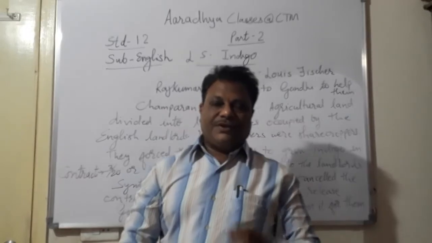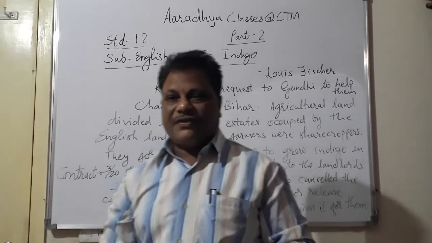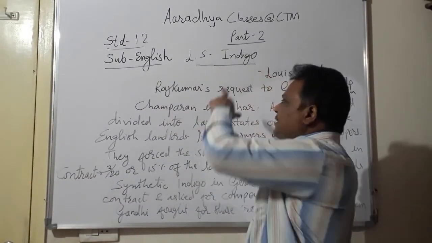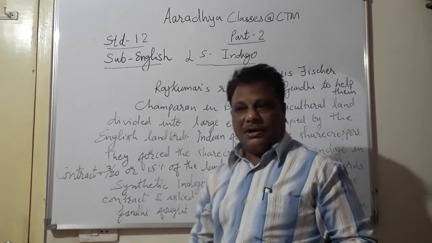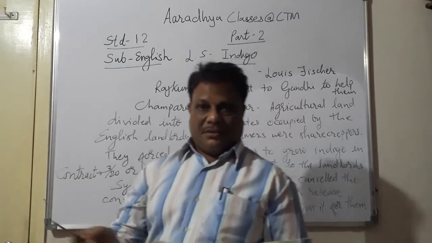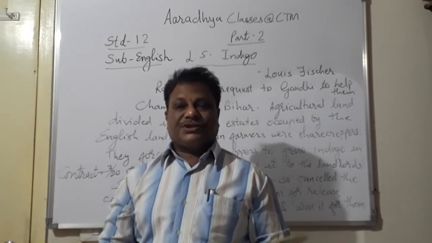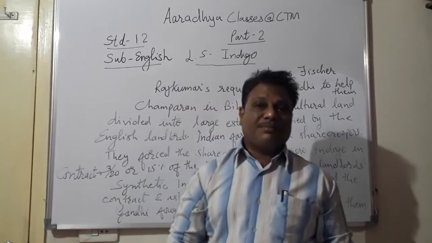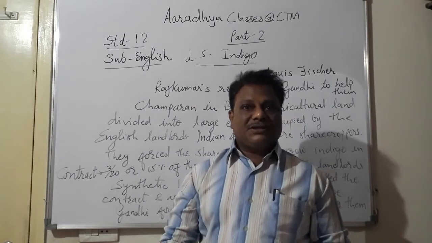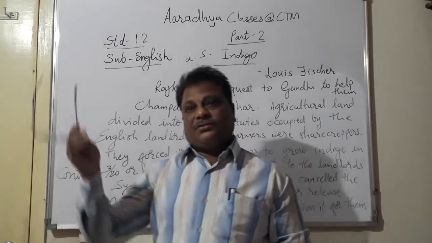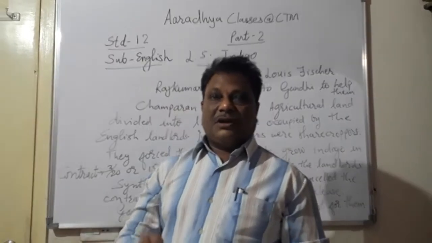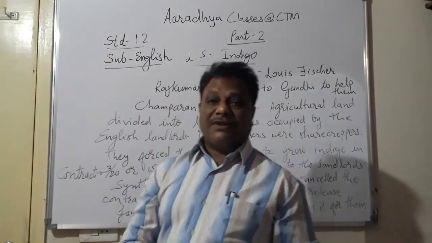Students, in my previous video, we have already started your fifth lesson. The title of the lesson is Indigo, written by Fisher. I already gave you the background of this particular lesson. What was the situation of the Indian farmers in Champaran and how Gandhiji came over here, how he went from Gujarat to that part of India in those years in 1917.